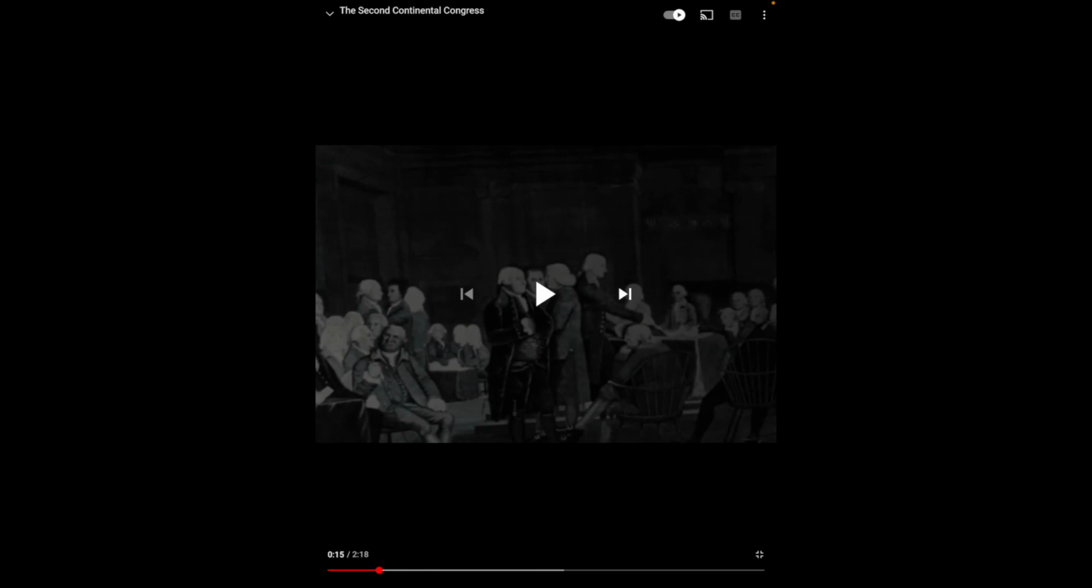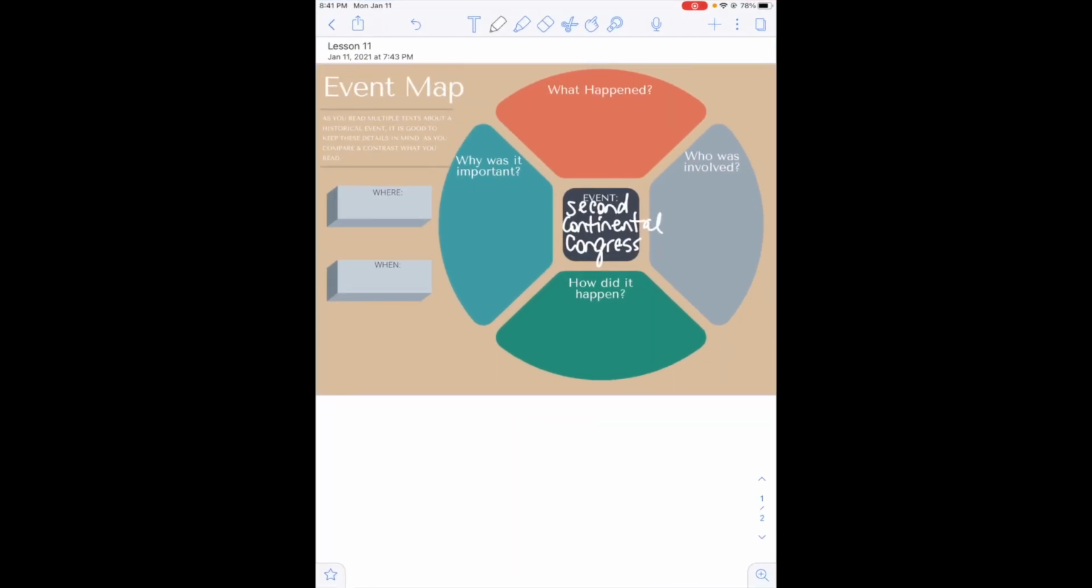So there we go. I think it said May 10th. I'm going to review. Yeah, May 10th of 1775 in Independence Hall in Philadelphia was where and when this occurred.